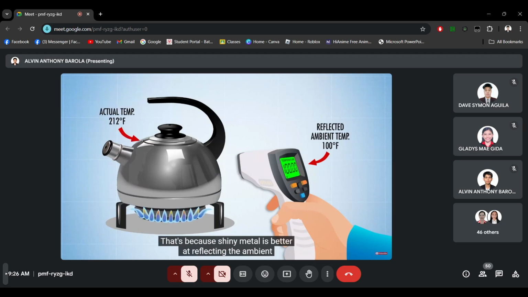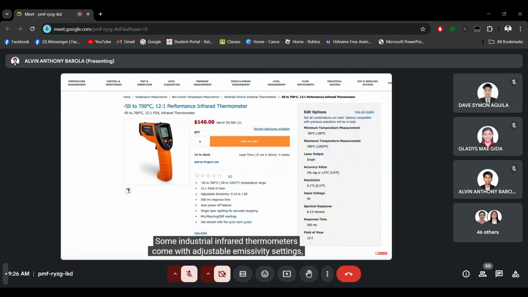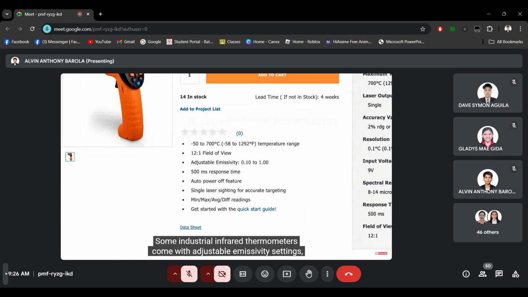That's because shiny metal is better at reflecting the ambient radiation of the room than it is at emitting its own infrared radiation. Some industrial infrared thermometers come with adjustable emissivity settings, so you can more accurately compensate for the type of surface being measured.